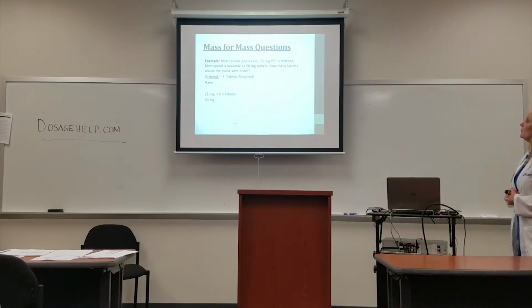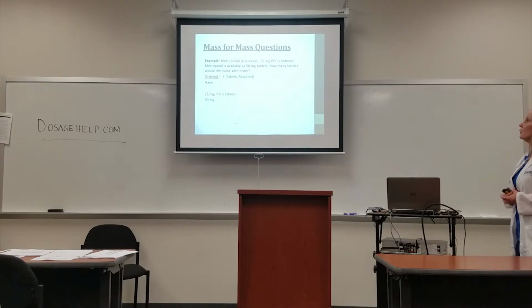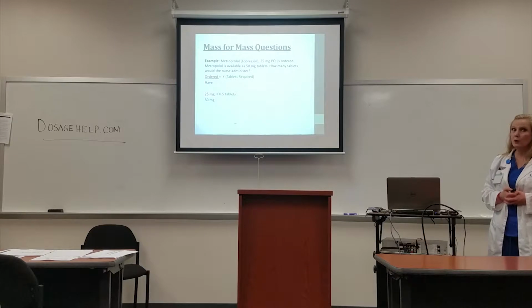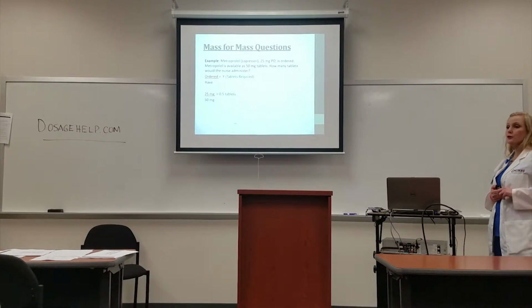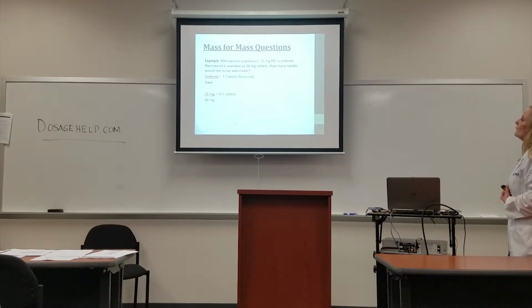The next example is another one. Great, mass for mass questions. We have Lopressor, or metoprolol, 25 milligrams PO is ordered. I have this ordered. I have these kind of simple and broken out. Please make note, on your actual test, you're going to have to pull that information out in order to calculate your problem. Metoprolol is available in 50 milligram tablets. That's your availability. That's what we have on board. How many tablets would the nurse administer?